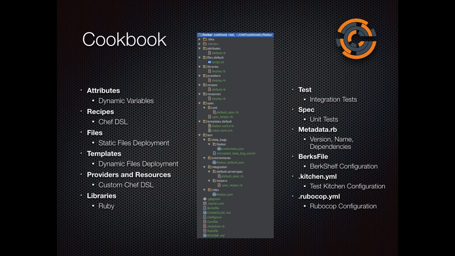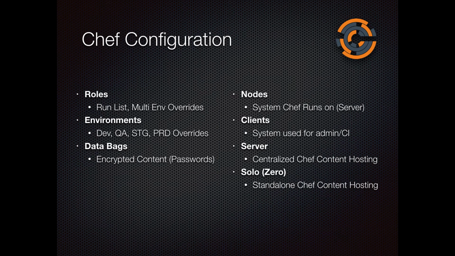The .kitchen.yml is the default Test Kitchen configuration, and the .rubocop.yml is the default RuboCop configuration for doing exclusions and whatnot, like what folders to check or what folders not to check.